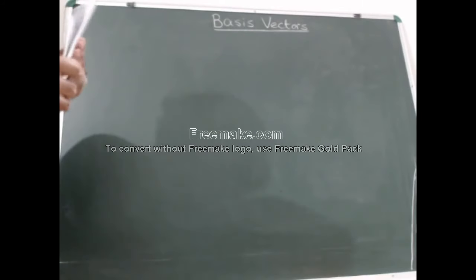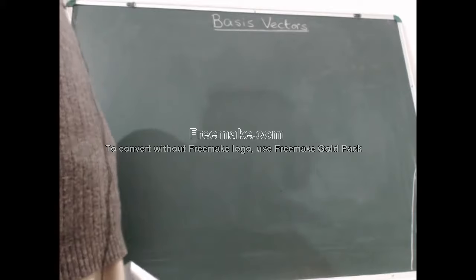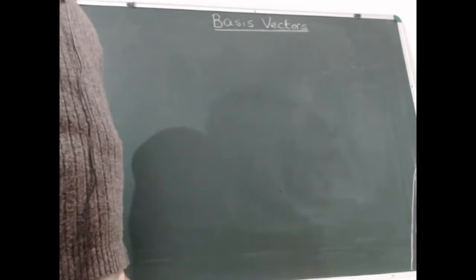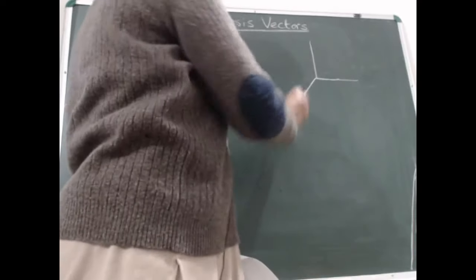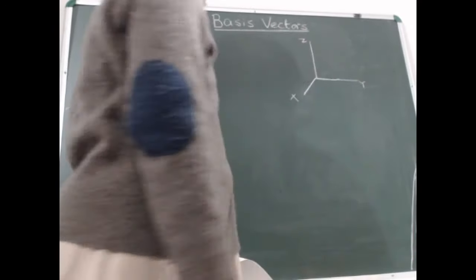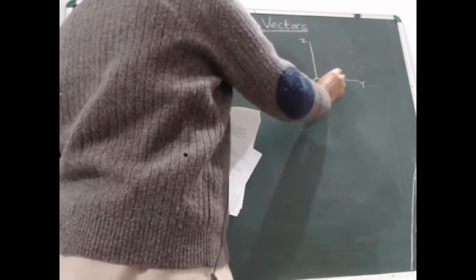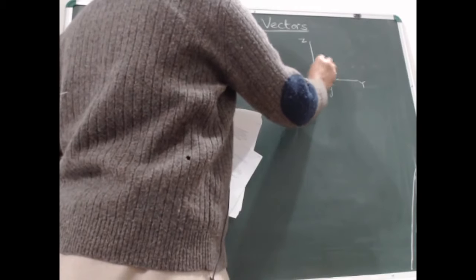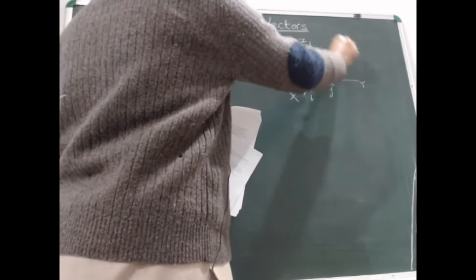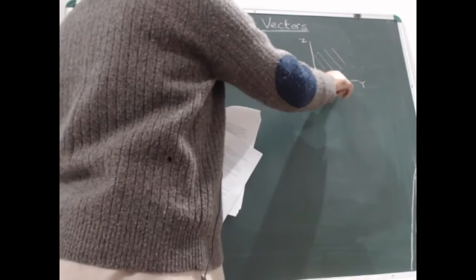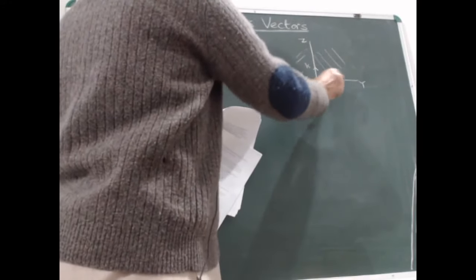In the last lecture, we discussed the basis vectors and found that they may be along the increasing direction of the coordinate axis or perpendicular to the planes formed by the other two coordinate axes. For example, in a rectangular coordinate system x, y, z, the unit vectors along the x-axis are denoted by i, along the y-axis by j, and along the z-axis by k. Here i is along the x-axis as well as perpendicular to the z-y plane. j is along the y-axis as well as perpendicular to the xz plane, and k is along the z-axis as well as perpendicular to the xy plane.